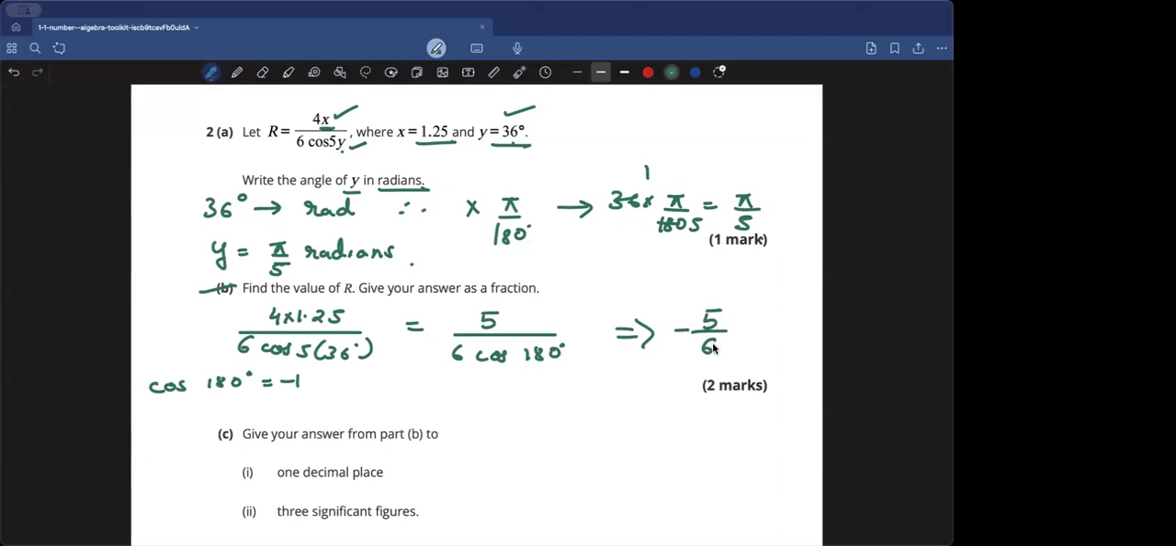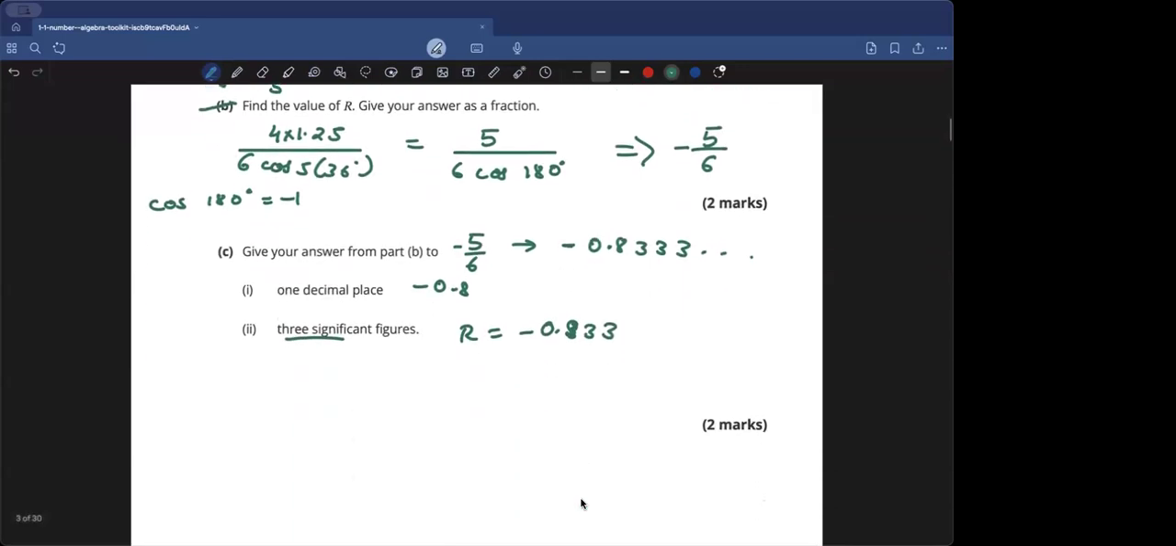The same type of question again: write the answer from part B to one decimal place. First, converting minus 5 over 6 into decimal, it comes to minus 0.8333, with the 3 recurring. Converting to one decimal place, it's just minus 0.8. We cannot write 0.9 because the next digit is 3, not more than 5, so we don't round up. And converting to three significant figures, R is equal to minus 0.833. I hope that's clear for now.